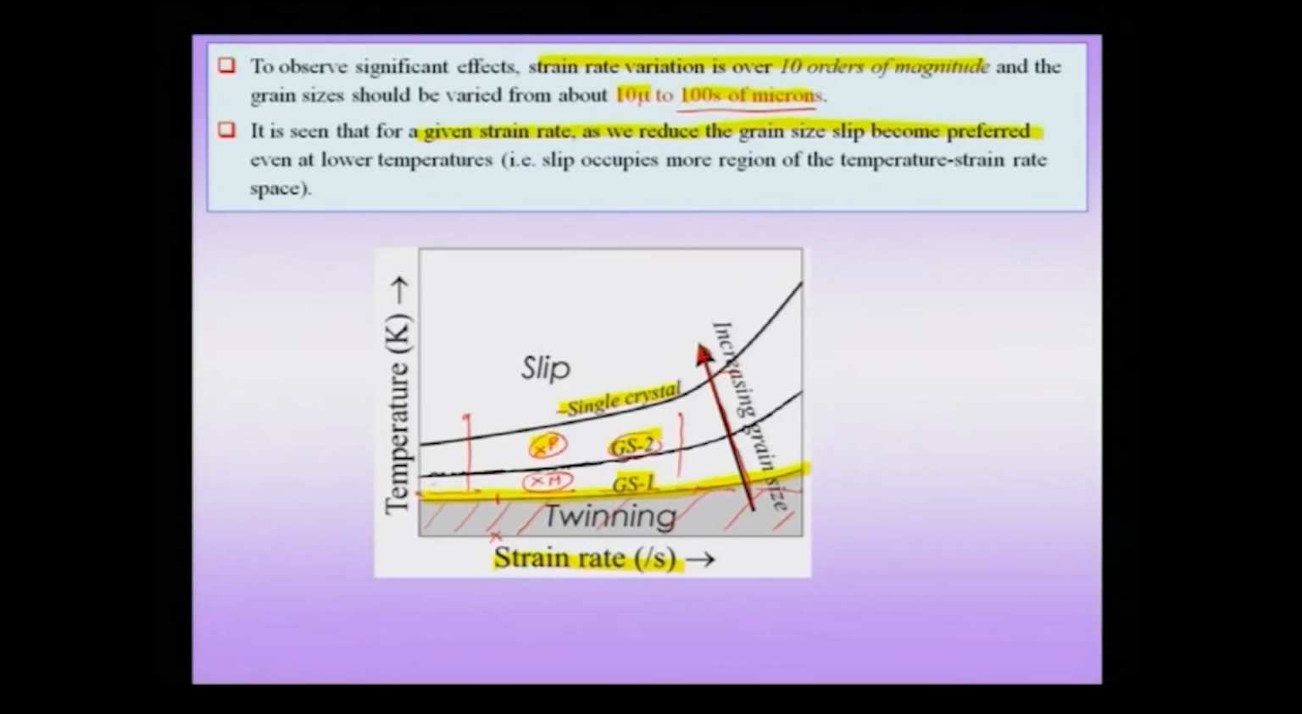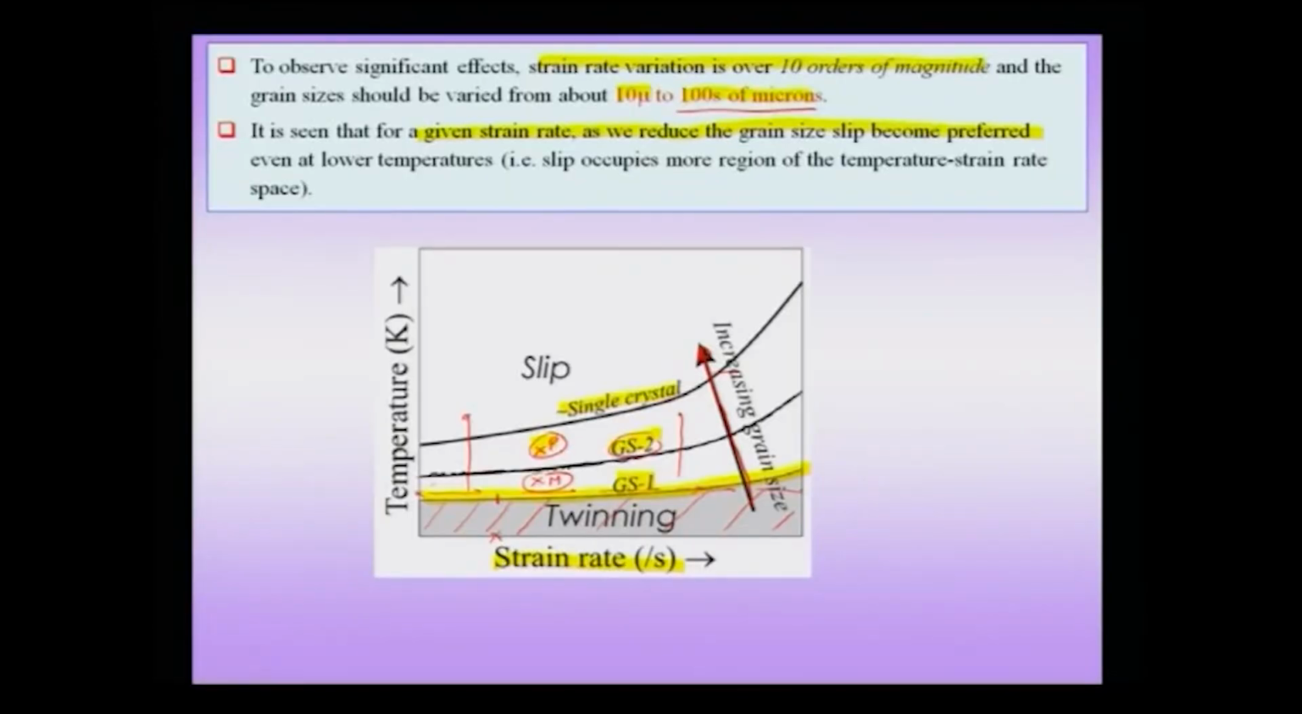In other words, for grain size 2, point M is going to exhibit twinning, because it lies below the curve. But for grain size 1, point M is actually going to show slip; that means the processing conditions like temperature and strain rate give rise to slip for grain size 1. In other words, when I am decreasing my grain size, it is as if I am increasing my temperature. That means the mechanism is switching from twinning to slip. So, point M would have been twinning for grain size 2, but is slip for grain size 1, which means that when I decrease my grain size, the mechanism switches from twinning to slip.